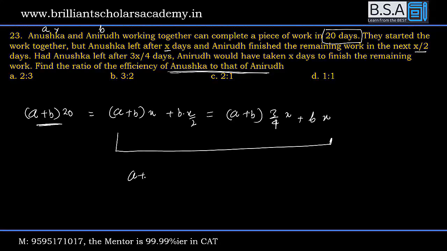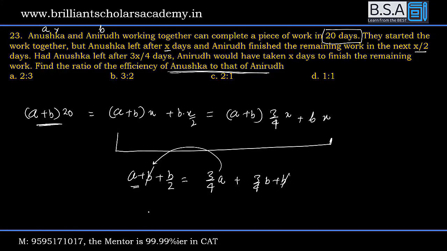I will have (A plus B) by 2 is equal to 3 by 4A plus 3 by 4B plus B. What am I looking for? A ratio between A and B. So I can cancel B and B. I can transfer it on the left hand side.